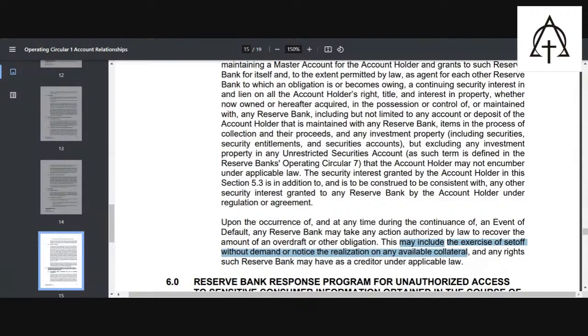It says this may include the exercise of set-off without demand or notice, the realization on any available collateral, and any rights such reserve bank may have as a creditor under applicable law. See, and that's what they're doing. They're claiming the rights as creditor. When you do that, they are claiming the right as creditor. You're the account holder, and you're holding an account of a creditor.